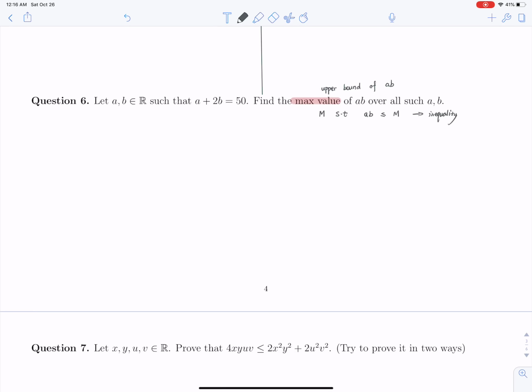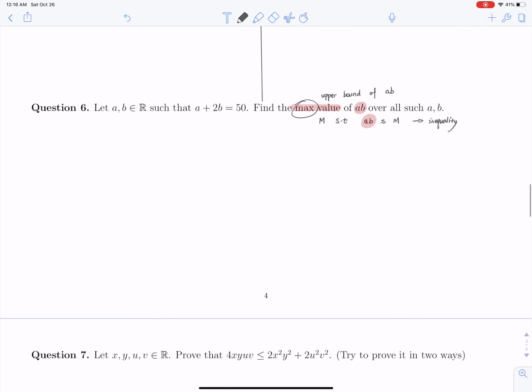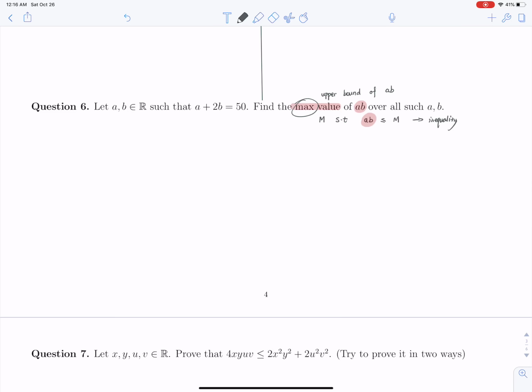because maximum value, extreme value should remind you of inequality. A times B, because you need to find AB, right? A times B, this whole thing should remind you of triangle times square, which is AGM. Okay, so I'm just taking a guess. I'm guessing my method of doing this question would be AGM.